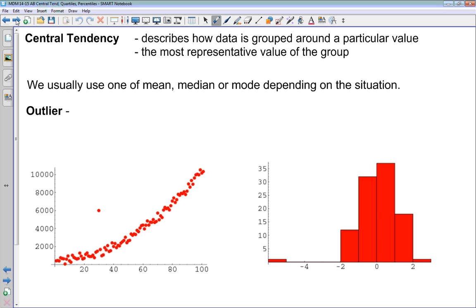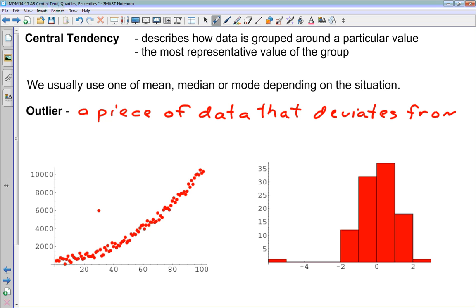Now, what affects whether we choose the mean, the median, or the mode? Well, one of the things that can affect it is what are called outliers. And we've run into outliers earlier in our math career. This is just a piece of data that is located far away from the rest of the data, or that deviates from the rest of the data, or from the trend in the data.